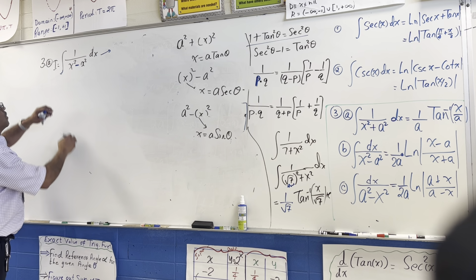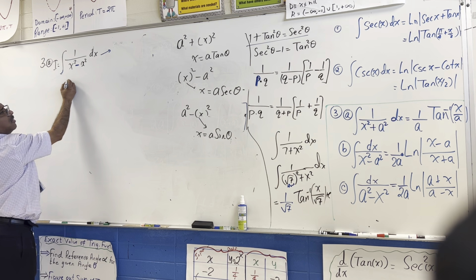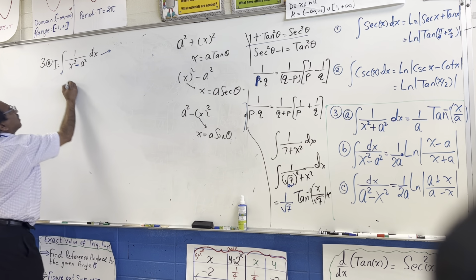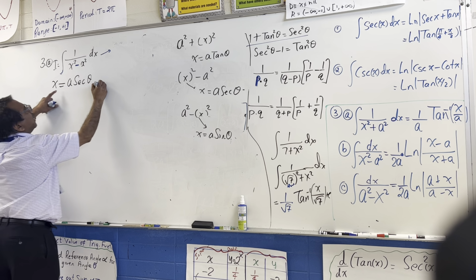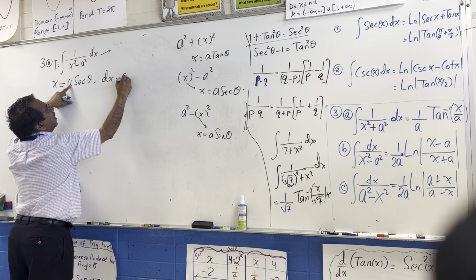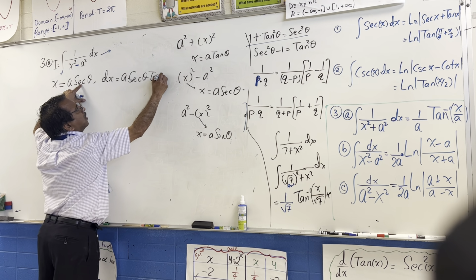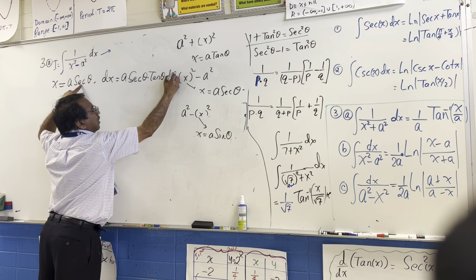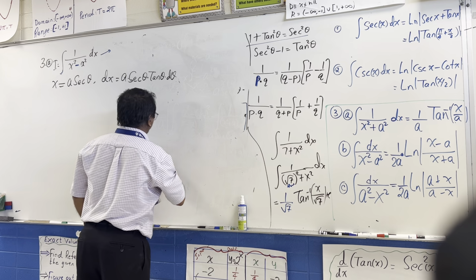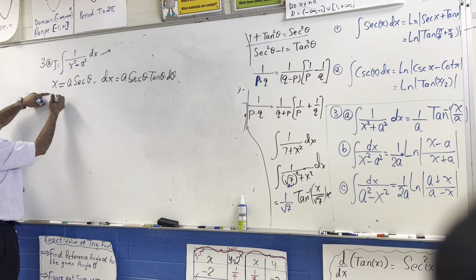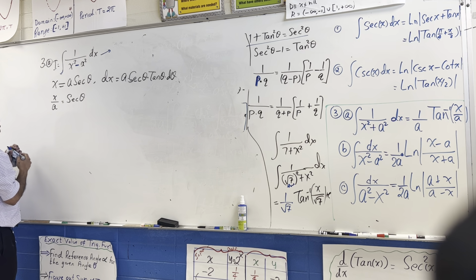These are the most important substitutions that we need to know. So let's see, in this example we want to substitute x equals a secant theta, right? If I take the derivative of this, dx is a secant theta tangent theta d theta. So let's replace that. At the same time, we can write this as x divided by a is secant theta.